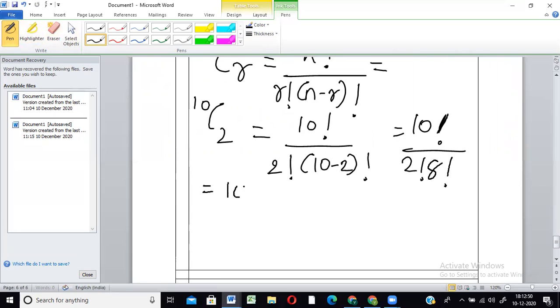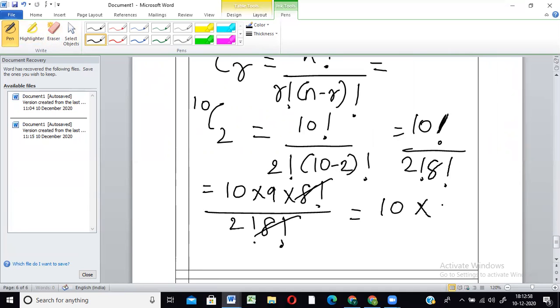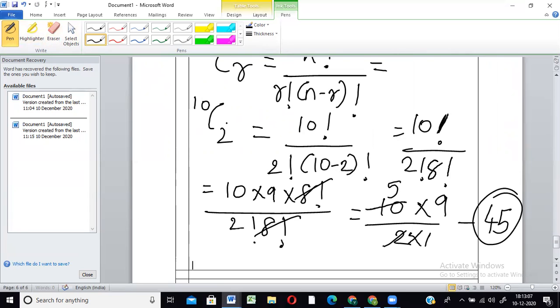This is same as 10 into 9 into 8 factorial, because I know that 8 factorial is in the denominator, so we can easily cancel it. So we have upon 2 factorial. 2 factorial is same as 2 into 1, which is equal to 2. So here we have 2 ones are 2, 2 fives are 10, 9 fives are 45. So the answer of 10C2 is 45. So you have to use this formula. The formula of nPr was n factorial upon n minus r factorial, right? So here for C you have this extra r factorial in the denominator.